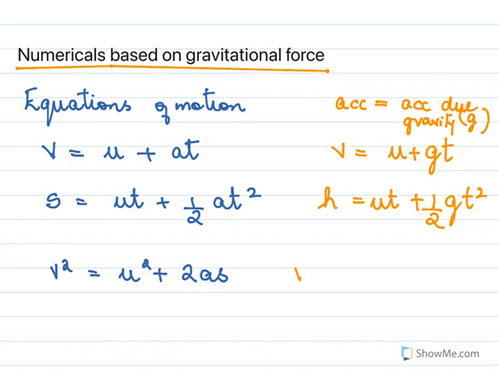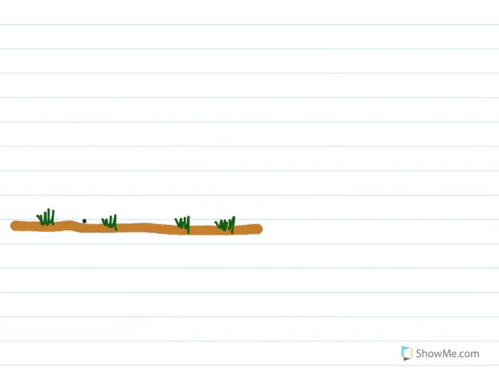And in the last one we have V square equal to U square plus 2, where A will be written as G and S will be written as height H. So they're basically the same equations, only where there is A, which is acceleration, here we put acceleration due to gravity, that is G, and S is the distance, in this case it is height.